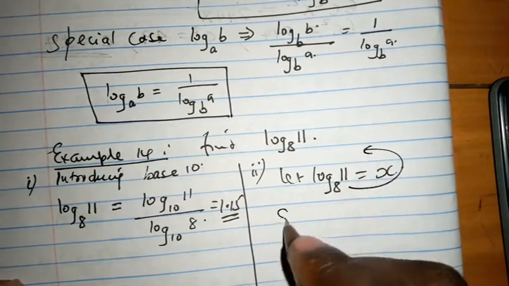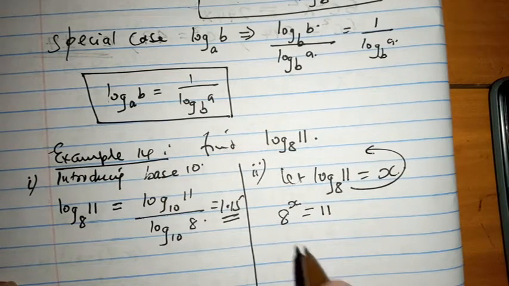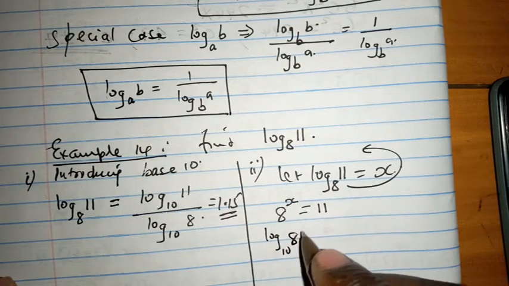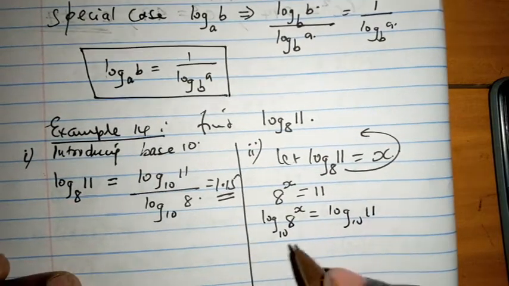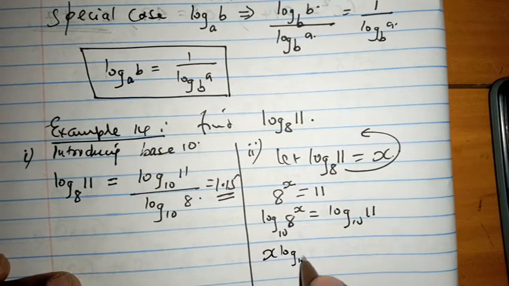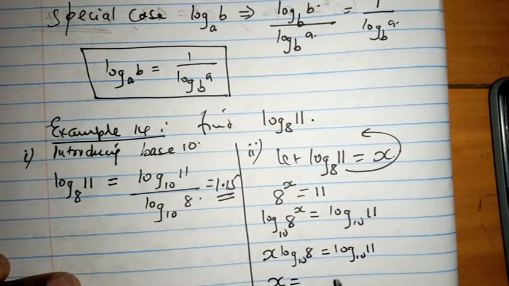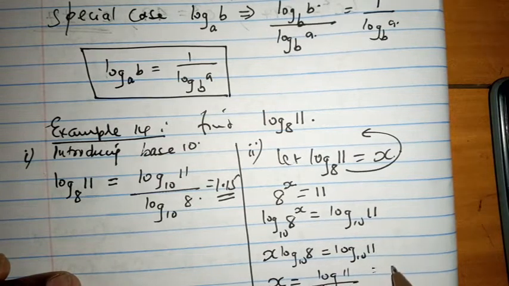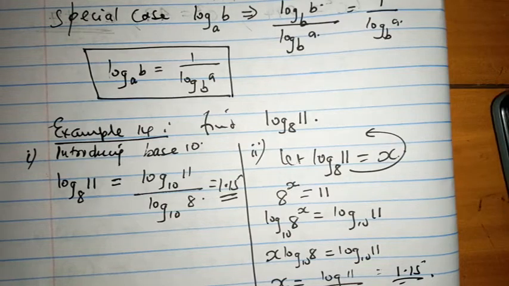Anti-clockwise movement says that 8 raised to the power x is equal to 11. And of course, now introduce log to base 10. Log to base 10 of 8 raised to the power x is equal to log to base 10 of 11. And this gives you x log to base 10 of 8 is equal to log to base 10 of 11. And x becomes log 11 over log 8, which takes you back to this one, and we're going to have 1.15. Either way, you will get home.